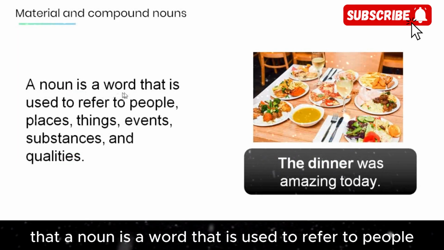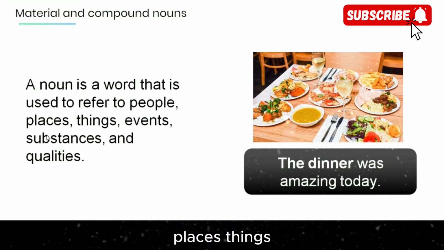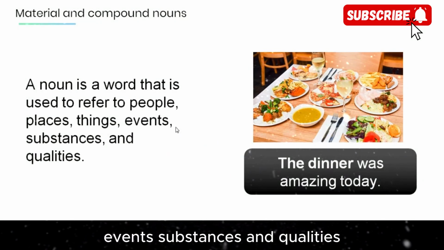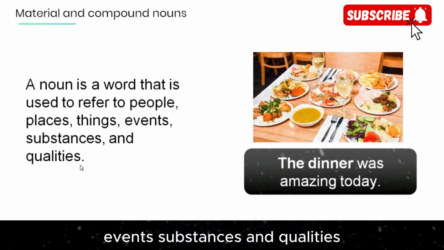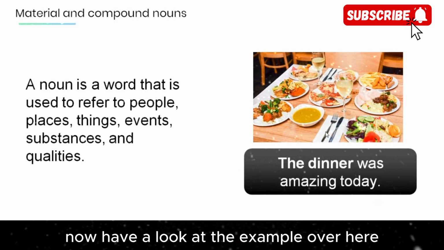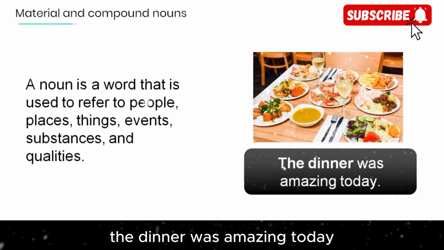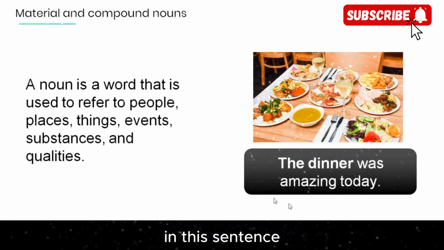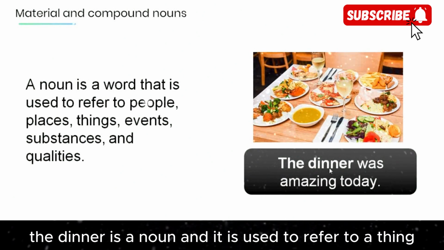Remember that a noun is a word that is used to refer to people, places, things, events, substances, and qualities. Now have a look at the example over here. The dinner was amazing today. In this sentence, the dinner is a noun, and it is used to refer to a thing.